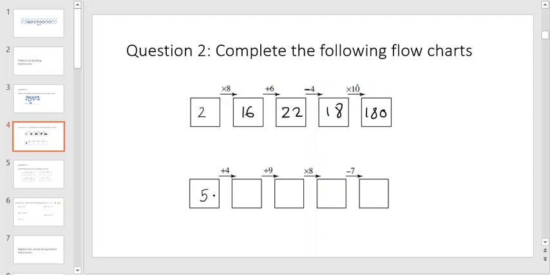Now here I've got 5, starting with my 5. So 5 plus 4, well, 5 plus 4 is 9. 9 divided by 9 is just 1. 1 times 8 is 8. And 8 take away 7 leaves me with 1. Okay? Oop, that one disappeared.